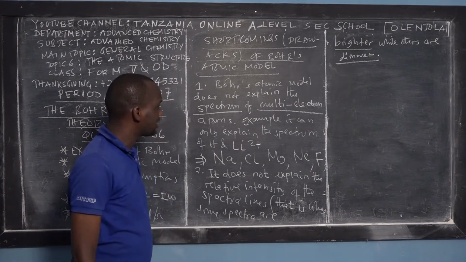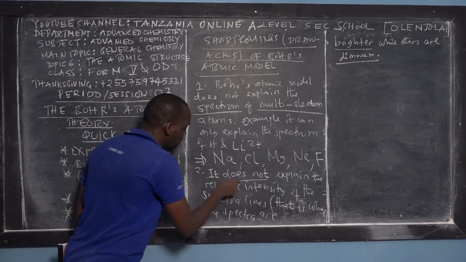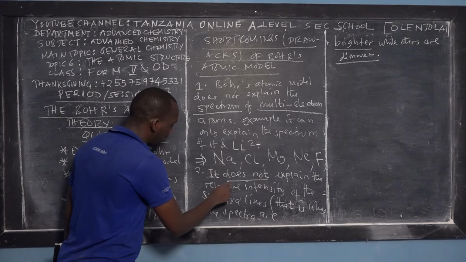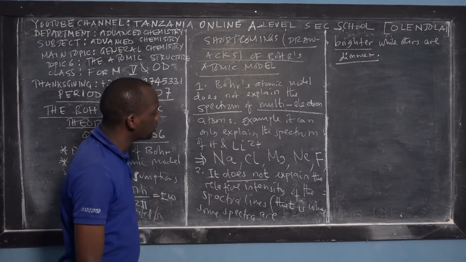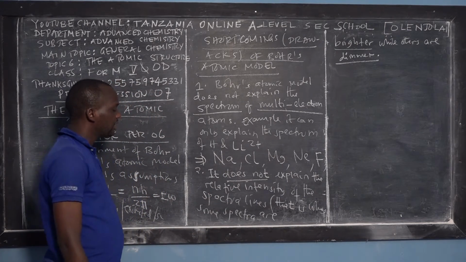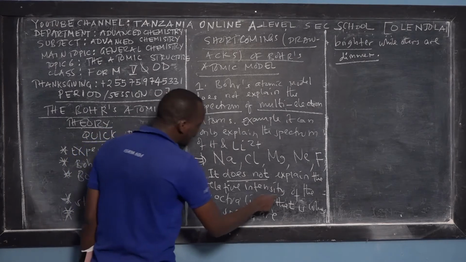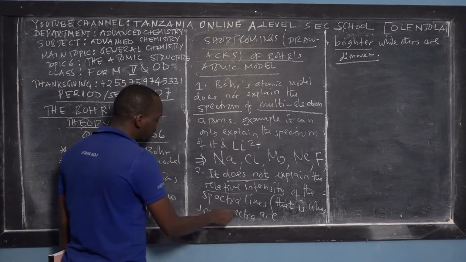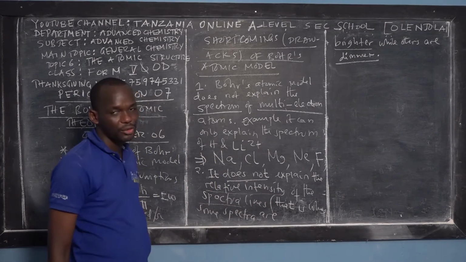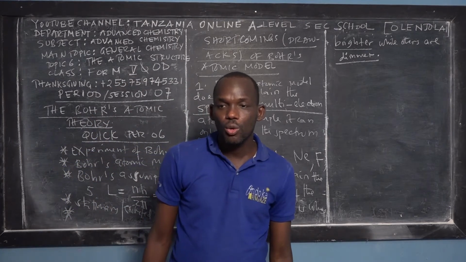So that is the second. It means that Bohr's atomic model does not explain the relative intensity of spectra, even for hydrogen or lithium ions. What does it mean?